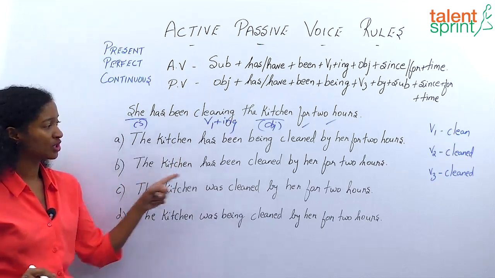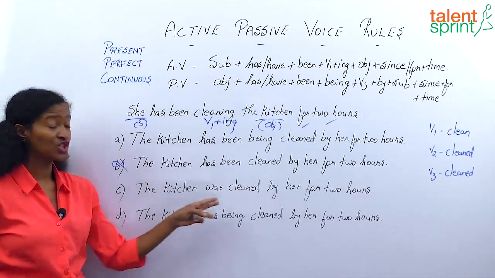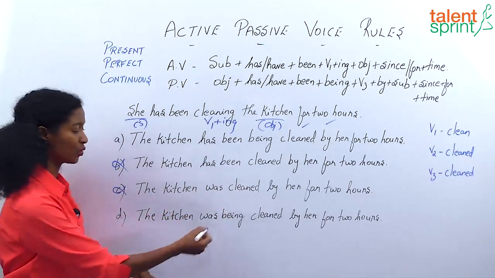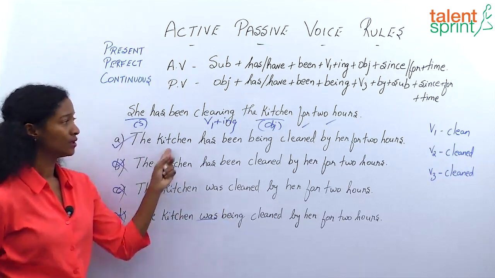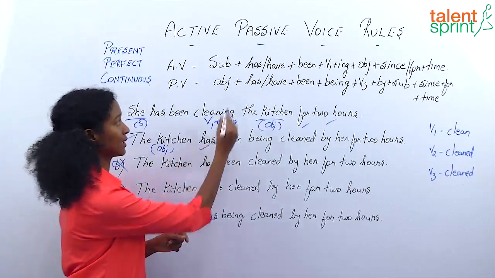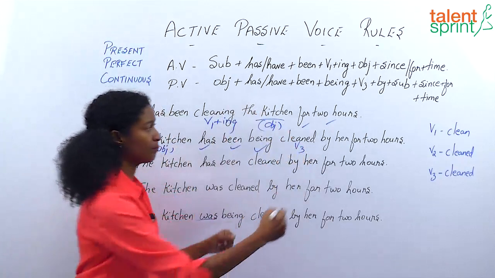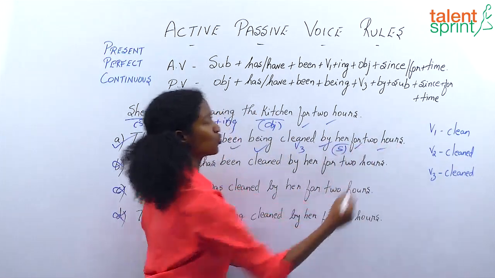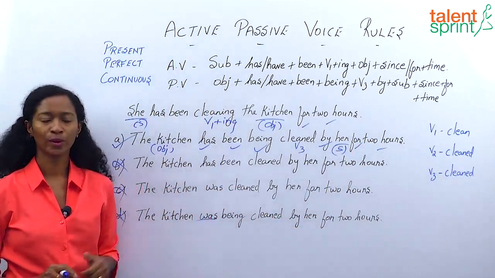Option B, the kitchen has been cleaned. Being is missing, out. The kitchen was cleaned, incorrect, out. The kitchen was being cleaned, again I don't need was. So our answer is option A. The kitchen, our object, has been being cleaned, verb 3, by her, our subject, for 2 hours, time reference, for or since, and then 2 hours.